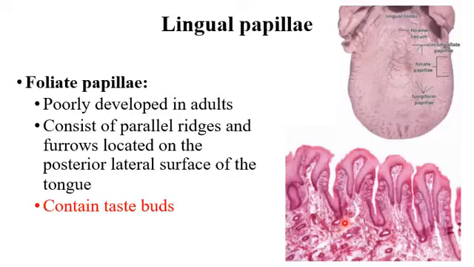Serous glands open into the cleft between the neighboring papillae. They are poorly developed in adults; however, they can be recognized in younger individuals. In some animals like the rabbit, these papillae are well developed and constitute great aggregates of taste buds.